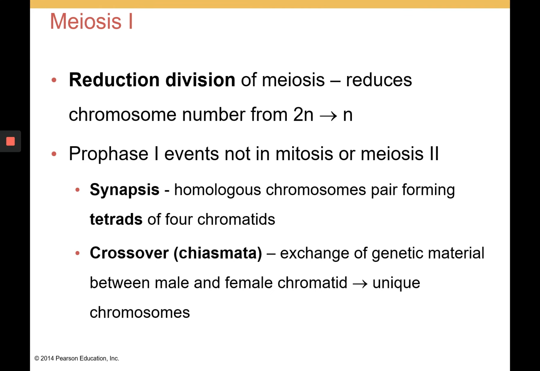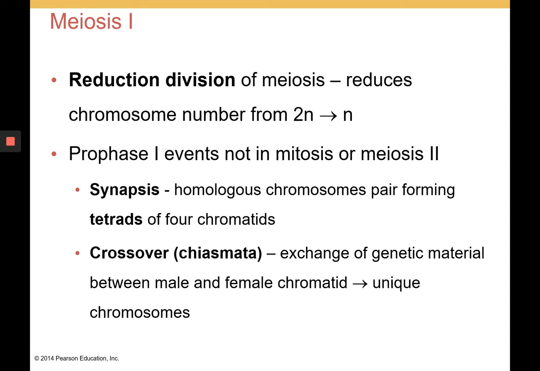So meiosis 1, the first cellular division in meiosis, is actually a reduction division. By the end of meiosis 1, we will already have haploid cells. We will have reduced the chromosome number from 2n to n. Different functions and processes that occur in meiosis 1 include synapsis, which is aligning up homologous chromosomes that form pairs. They contain 4 chromatids, which are called a tetrad.